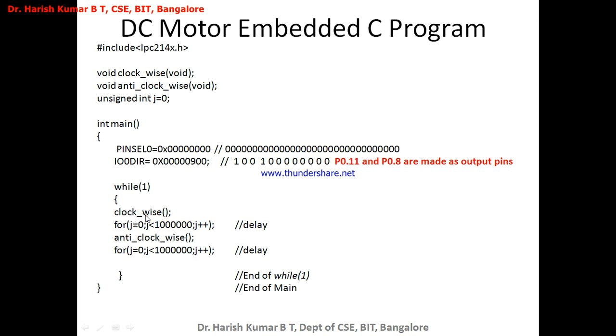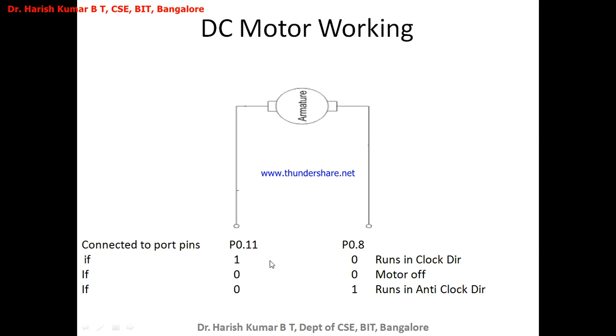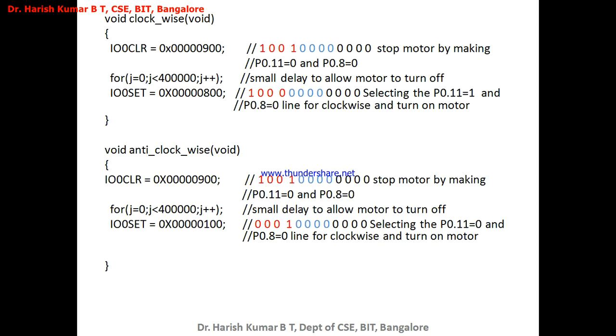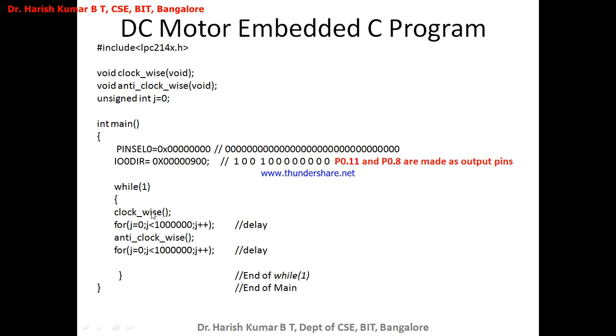So first I'm calling clockwise. I rotate the motor in the clockwise direction first. Now to rotate the motor in the clockwise direction, what do you have to do? You have to make P0.11 as 1. Now you're calling the function clockwise, and as I told, you're not passing any argument. In the function prototype, it was written as void.